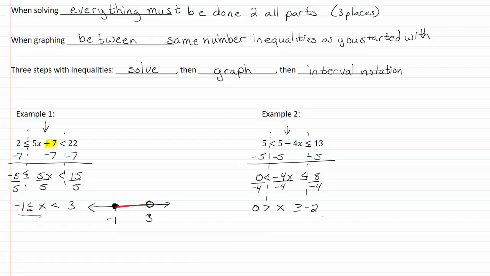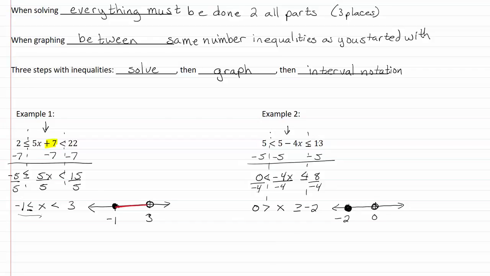So now we graph that. I have 0 and I have negative 2. Now again, just because my 0 came first doesn't mean my 0 is a smaller number. Negative 2 is smaller than 0. My 0 is going to be an open dot, and my negative 2 is going to be a closed dot.